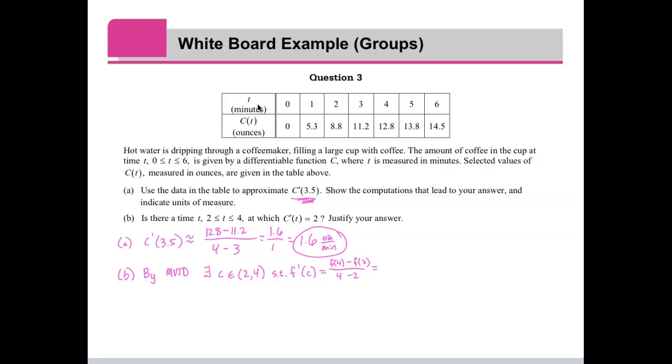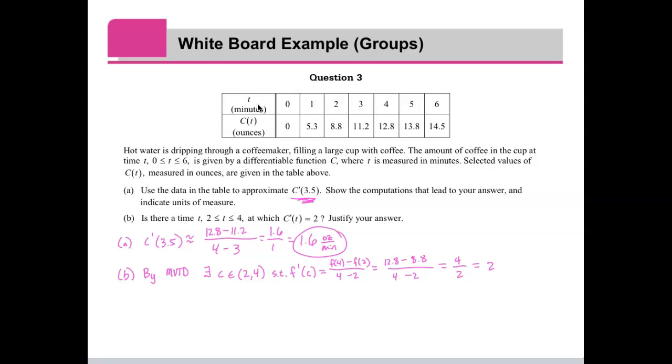And from my table, that's going to be 12.8 minus f of 2, which is 8.8, over 4 minus 2. 12.8 minus 8.8 is just 4. 4 minus 2 is 2. And we're done, because that's what they asked us to prove. Is there a time on the interval from 2 to 4 at which c prime of t equals 2?